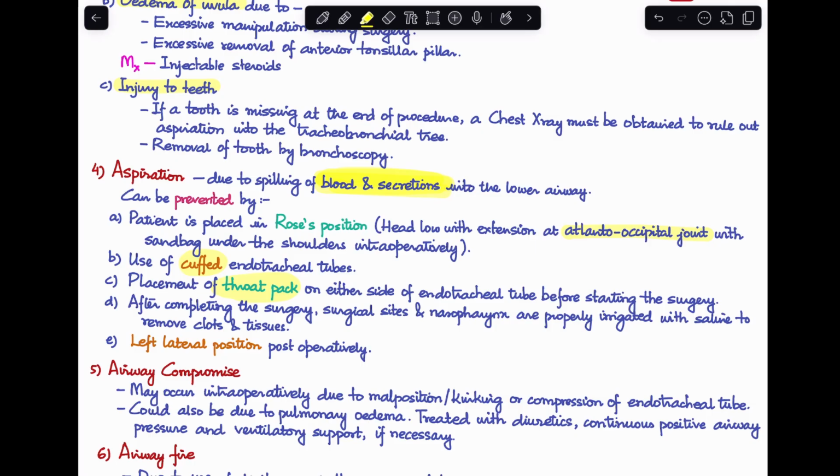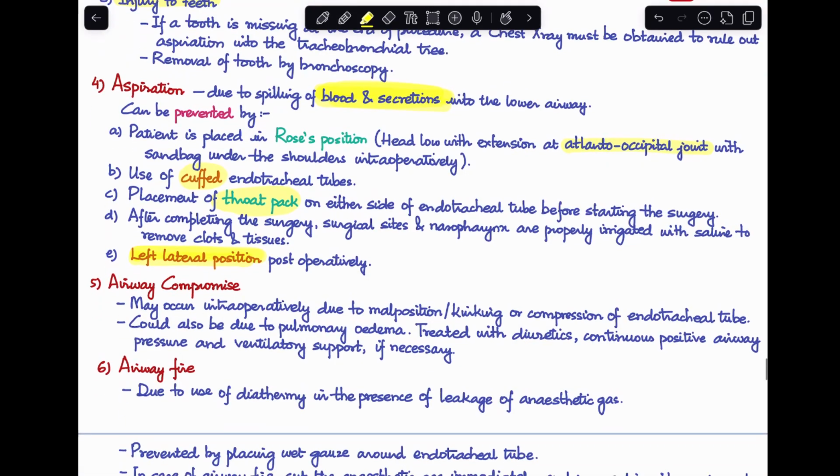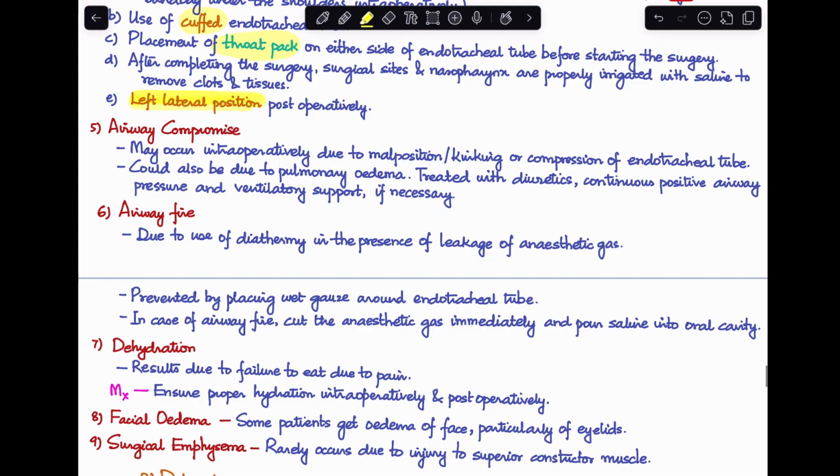Fourth, after you have completed the surgery, the surgical sites and the nasopharynx should be properly irrigated with saline and any clot and tissue removed. Lastly, post-operatively, we place the patient in a left lateral position to drain out all the blood and secretions. So these are the different precautions that you can take to prevent aspiration in a post-operative case of tonsillectomy. The next complication is airway compromise.